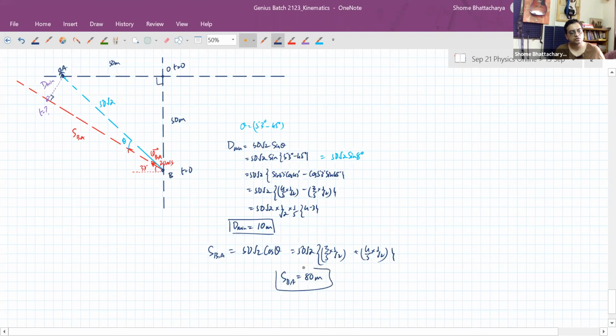Okay. So now this distance should be equal to the magnitude of the relative velocity into time. So this will become 80 by 24 seconds. So it will come to the closest point at t equal to 4 seconds.